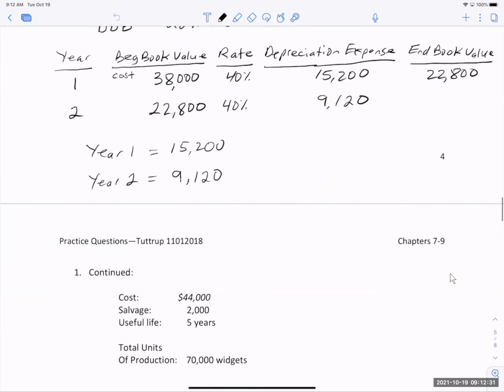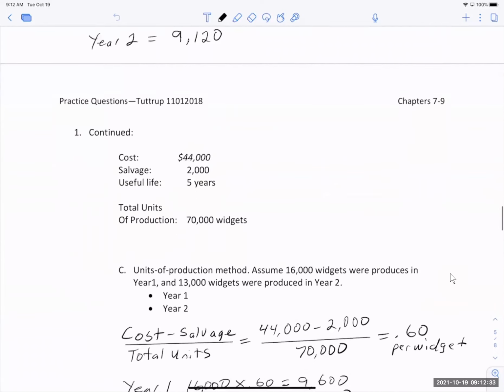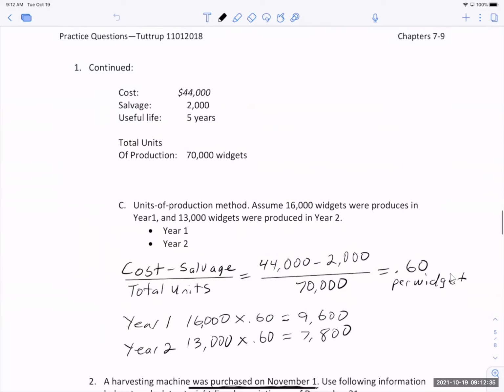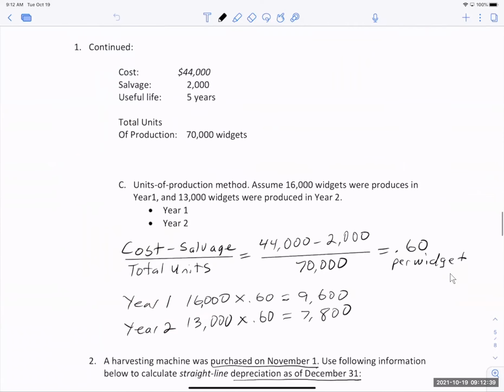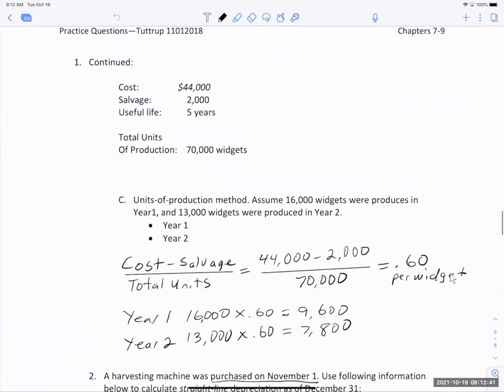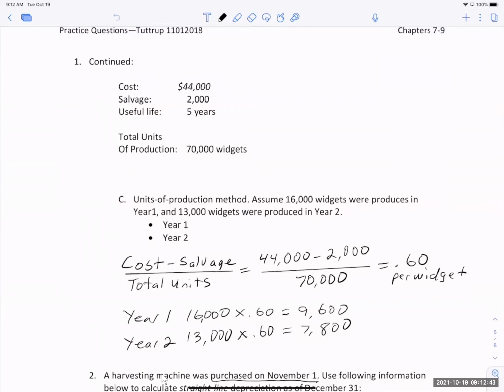All right, we've got one more for today. It's called the units of production method, right? And we're going to use this information. When you do your homework and read the problem, glean this information. You're going to need cost, salvage, and useful life, right?